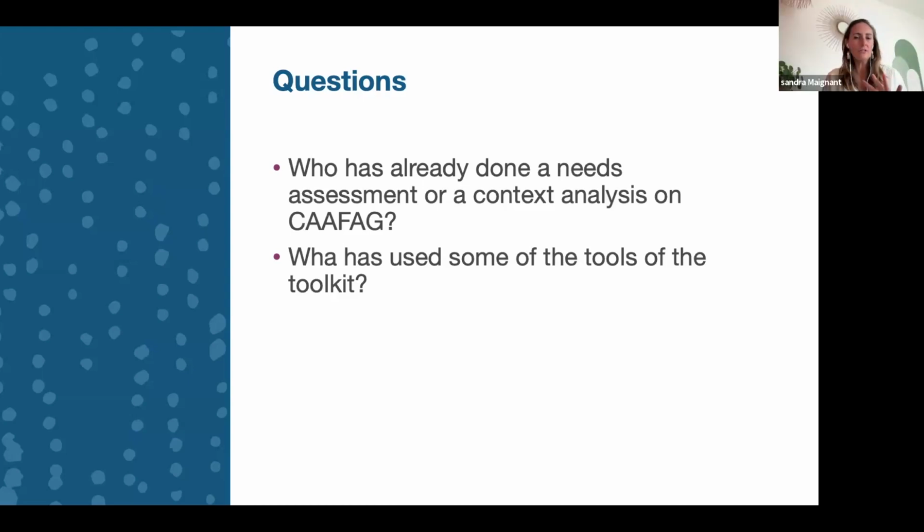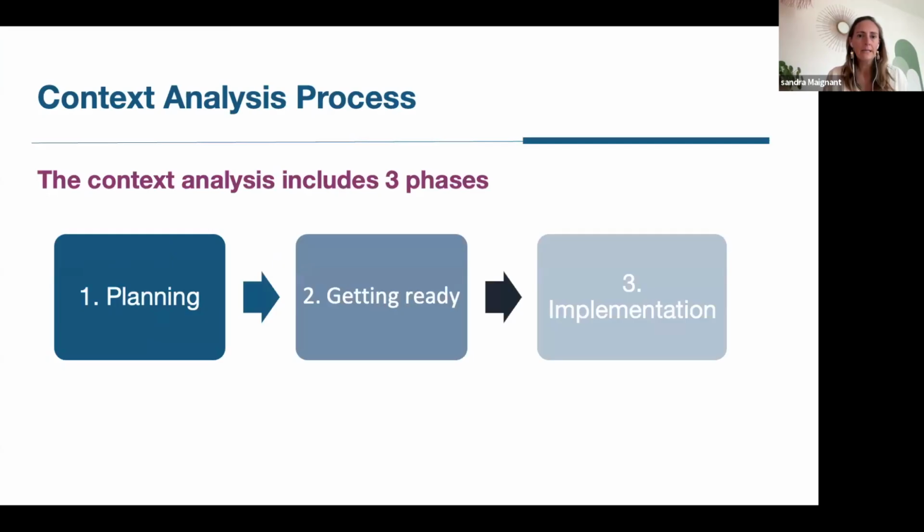So I will now just give you a very quick overview of how this module is structured in the guidelines. I will not spend too much time on it, but just to give you a snapshot so that you know how to look for the information. So the context analysis process is divided in 3 phases. You have the planning phase, I would say the getting ready, and then the actual implementation.